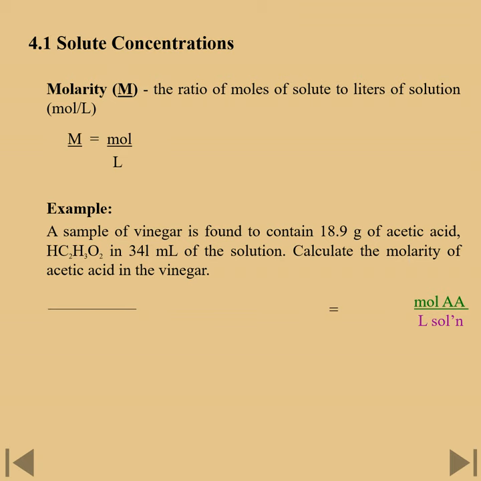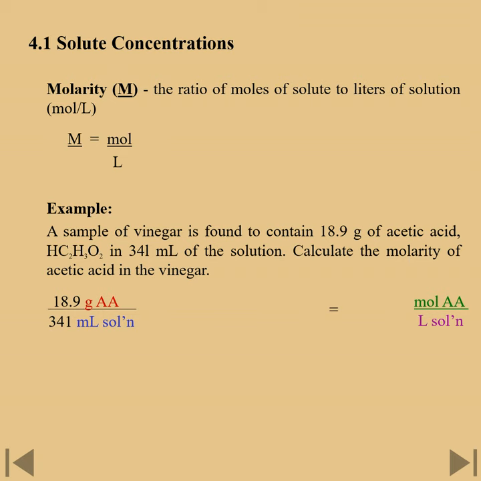And I have 2 single pieces of information, the grams of acetic acid and the milliliters of solution. Which do you think goes on the top and takes us to moles of acetic acid? And that would be the grams of acetic acid. If you get stuck on the top, ask about the bottom, which should take us to liters of solution, and that would be the milliliters of solution.